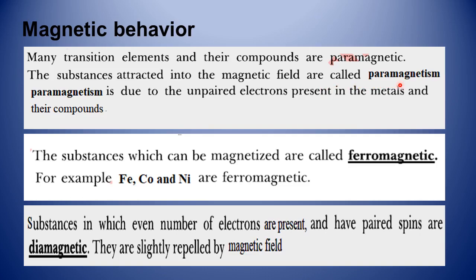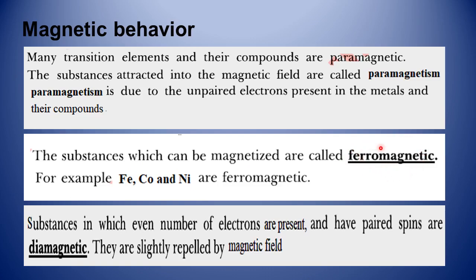We have just discussed the electronic structure of transition elements, and you have seen the number of unpaired electrons which are present in the 3d orbitals. Therefore, many of the transition elements show paramagnetic behavior. Some transition elements are ferromagnetic. The substances which can be magnetized are called ferromagnetic, meaning it is an induced magnetization. For example, iron, cobalt and nickel are ferromagnetic in nature.